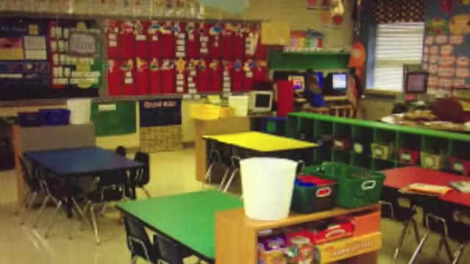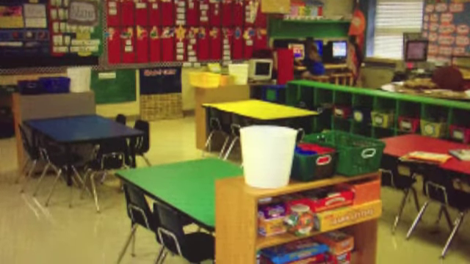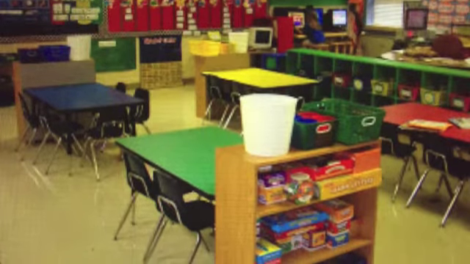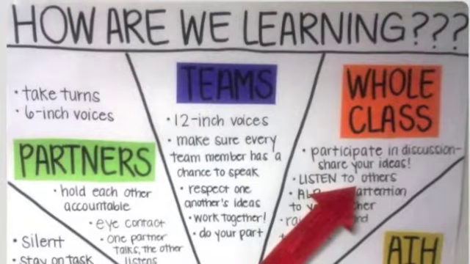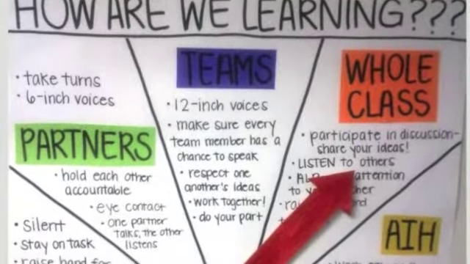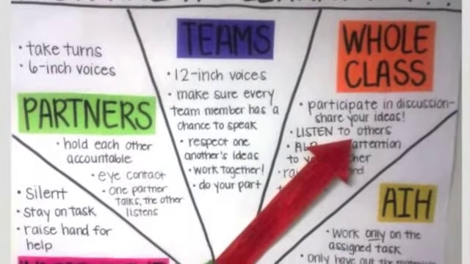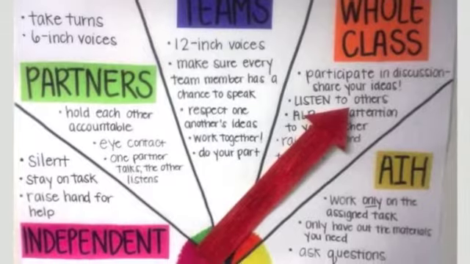This picture shows a great example of how I would have my teams and partners. My teams will be the whole table, and my partners will be sitting side by side each other. This chart is very helpful for younger students to have a visual of what type of learning we are doing, either whole group, teams, partners, or individual.